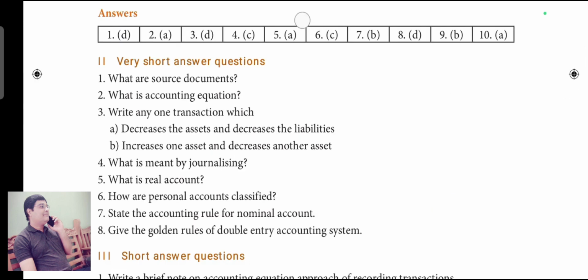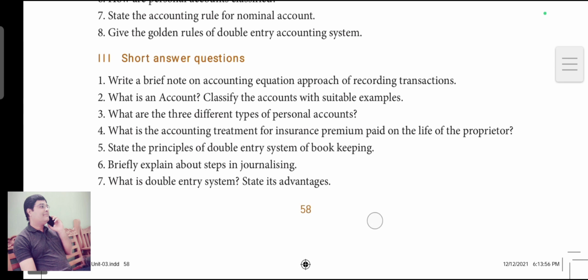In lesson number 3, very short answer, first, third, fourth, sixth and eighth is very important. Golden rules. When we come to the short answers, second one, third one and sixth one is very important theory.